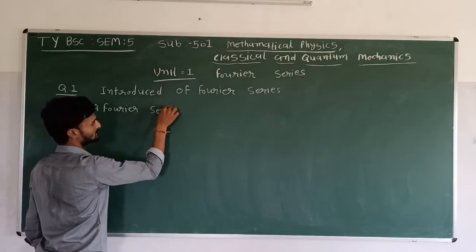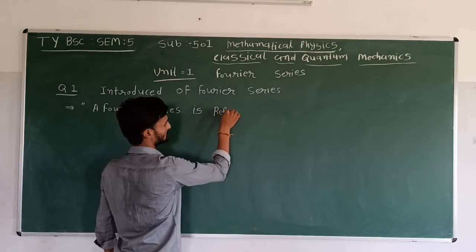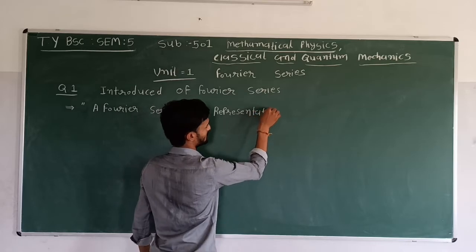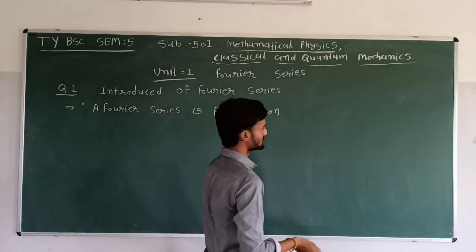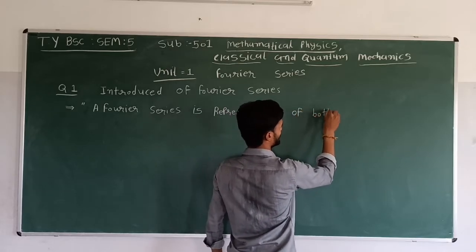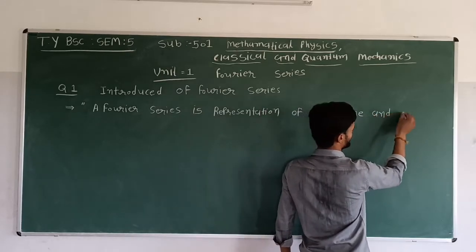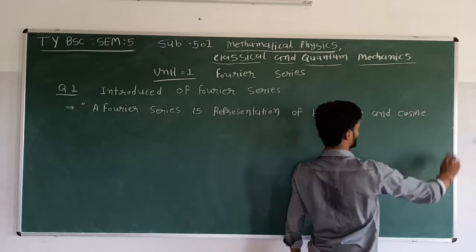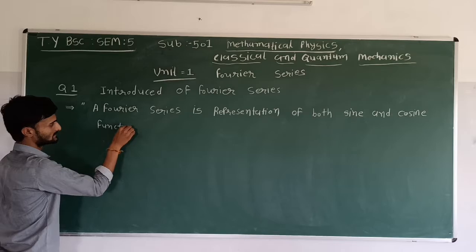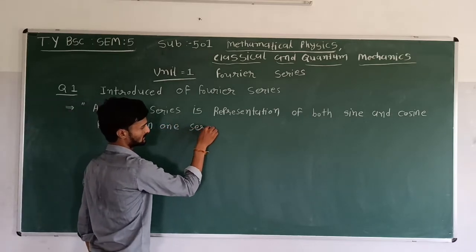A Fourier series is a representation of both sine and cosine functions in one series.